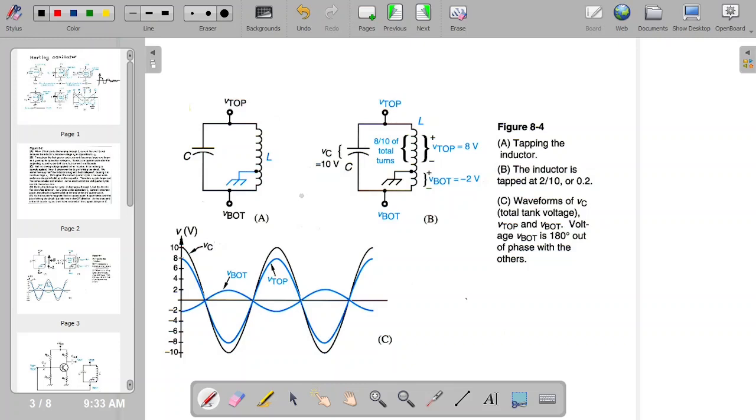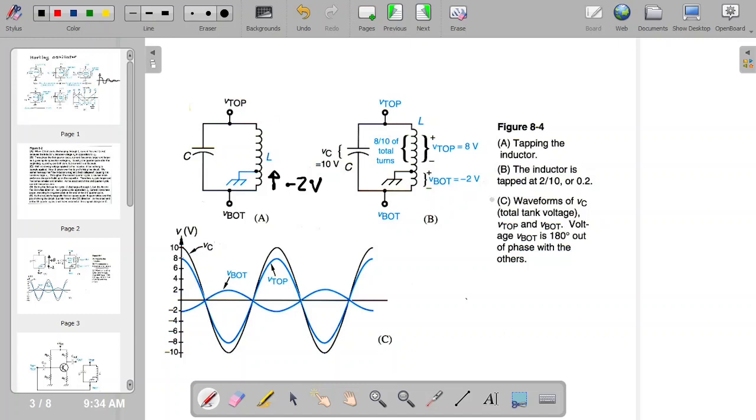Okay, so that brings us to Hartley. And what Hartley did is that he tapped the inductor, so splitting the voltage, the VC voltage, into two parts. So 80% is gonna go here, so the V top, 8 volts, and 20% of that voltage is gonna get here, so minus 2 volts. Okay, so this here is minus 2 volts, as explained here, same thing.